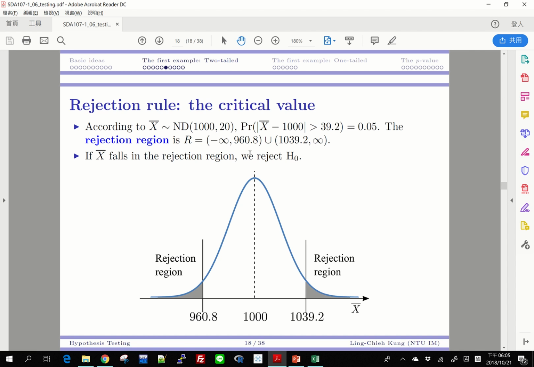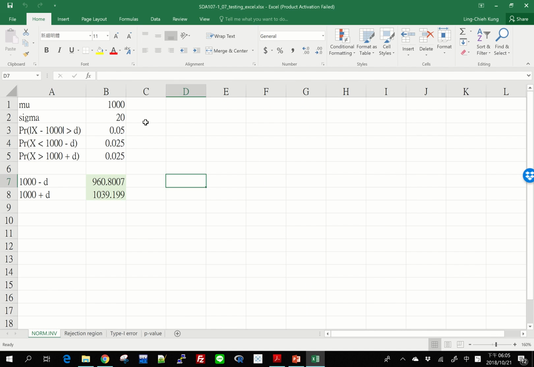Why is that? Because we use Excel or any software to do that. So now I'm going to show you that, at least in Excel, we need to know how to get that 960.8 from this problem setting. Okay, so let's come here.